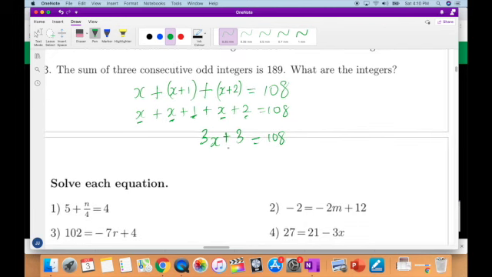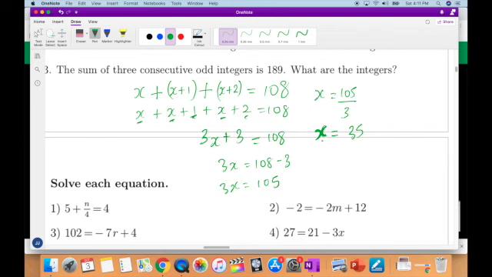So therefore now I can just solve. 3x is equal to 108 minus 3. 3x is equal to 105, is it? So therefore x is equal to 105 divided by 3. x is equal to what? 35. Is 35 the answer?